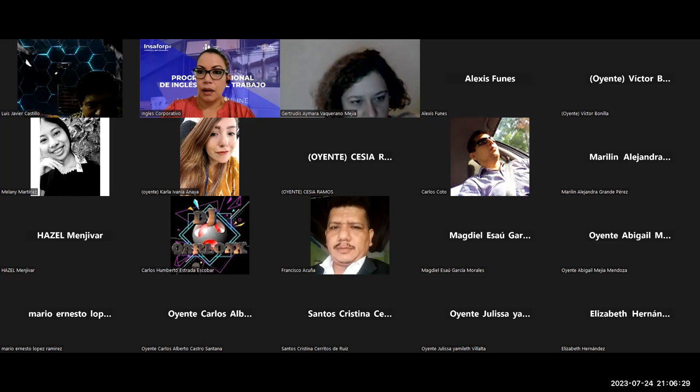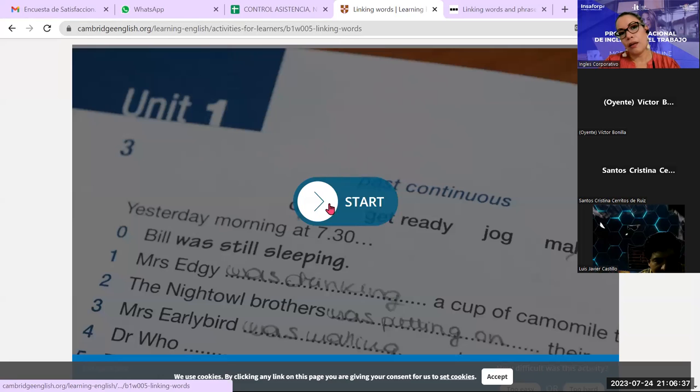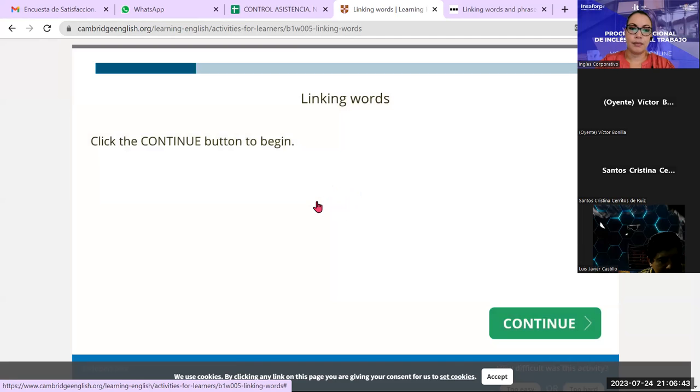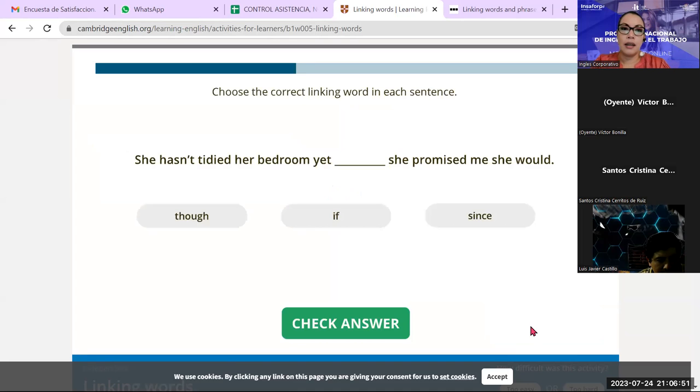Okay, I'll share another exercise. Okay, there is another exercise on linking words. I would like to have a volunteer for this one. We have studied plenty of them. Ya sabemos, son muchas linking words con diferentes usos. So, volunteer.